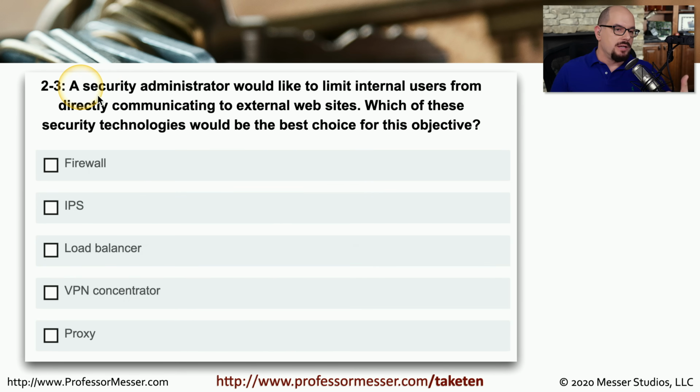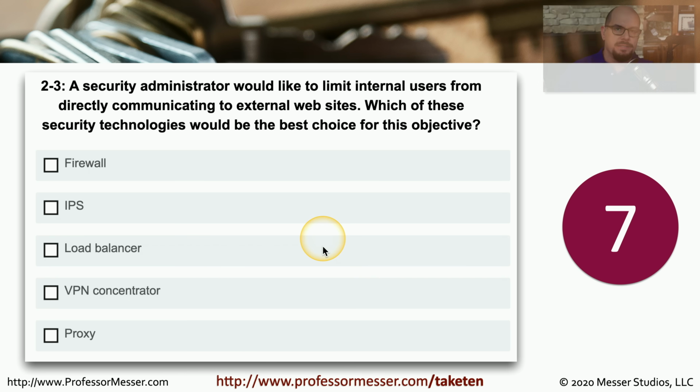Question number 3. A security administrator would like to limit internal users from directly communicating to external websites. Which of these security technologies would be the best choice for this objective? Would it be a firewall, an IPS, a load balancer, a VPN concentrator, or a proxy? The answer in 7 seconds.